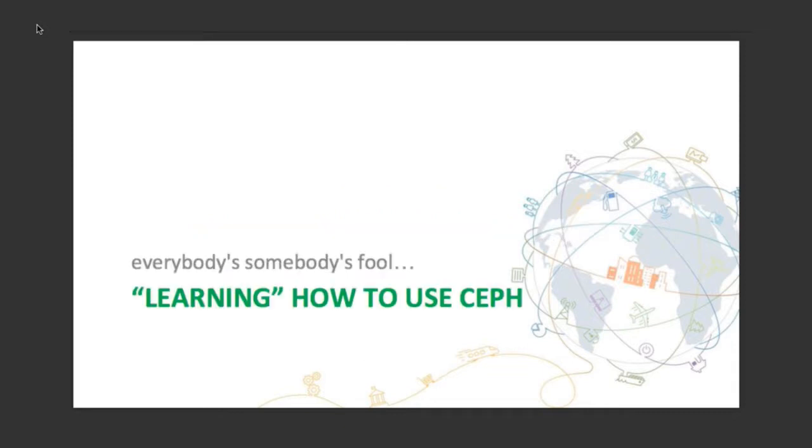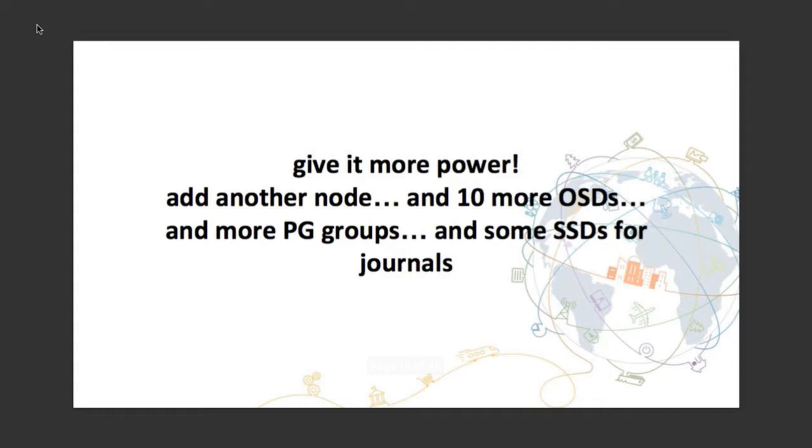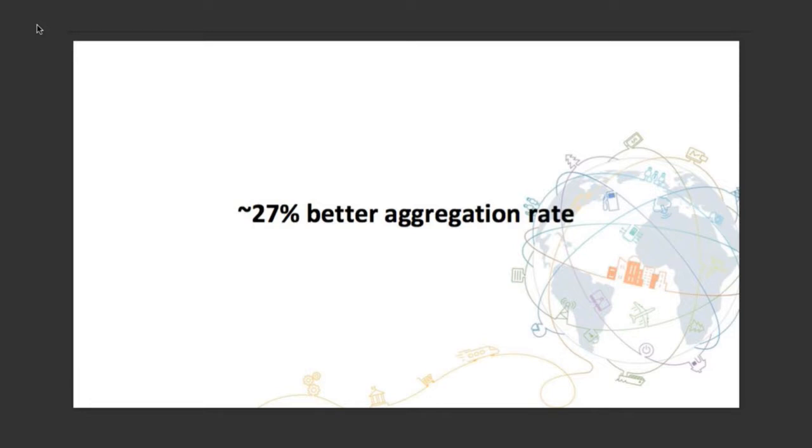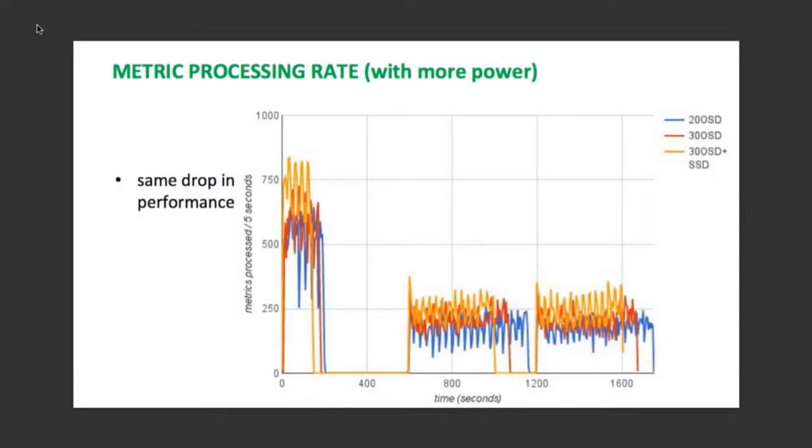So I decided to learn how to use Ceph beyond the normal ceph-deploy that you typically use to deploy Ceph. I started by doing what everyone does: I gave it more power. I added another node for Ceph, more OSDs, more placement groups, and some SSDs for the journals. The results were a 65% better post rate, 27% better aggregation rate, and the same drop in performance, regardless of whether I had more OSDs or SSDs. The chart shows the number of metrics processed every 5 seconds.